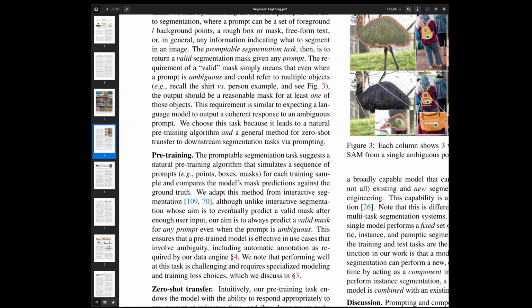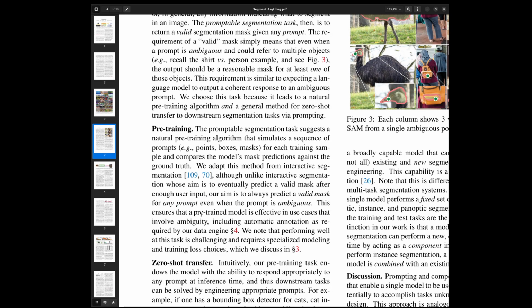It's similar, although unlike interactive segmentation, whose aim is to eventually predict a valid mask after enough user input, our aim is to always predict a valid mask for any prompt, even when the prompt is ambiguous. Okay, this is a very big difference. This ensures that a pre-trained model is effective in use cases that involve ambiguity, including automatic annotation as required by our data engine. We know that performing well at this task is challenging and requires specialized modeling and training loss choices, which we discuss in section 3.